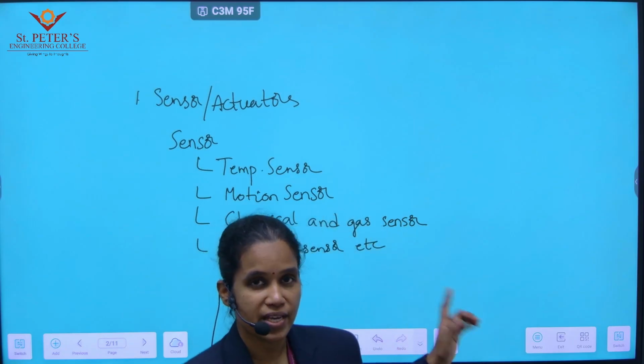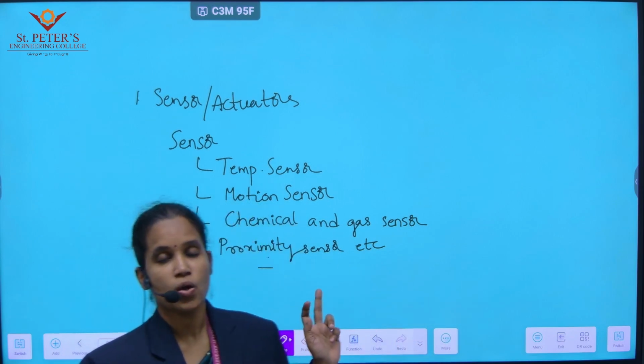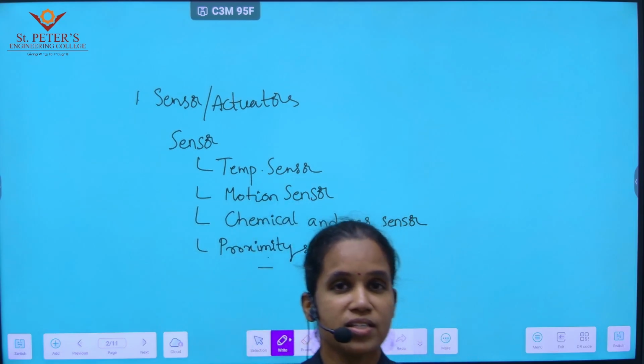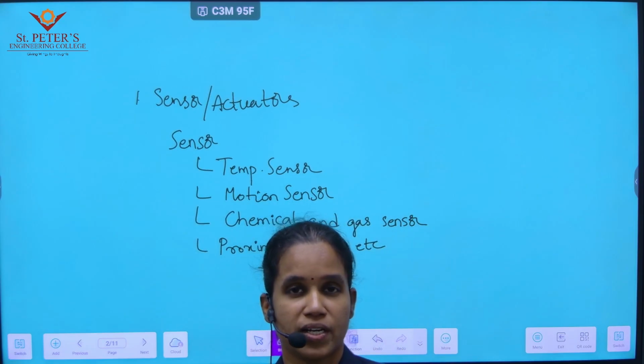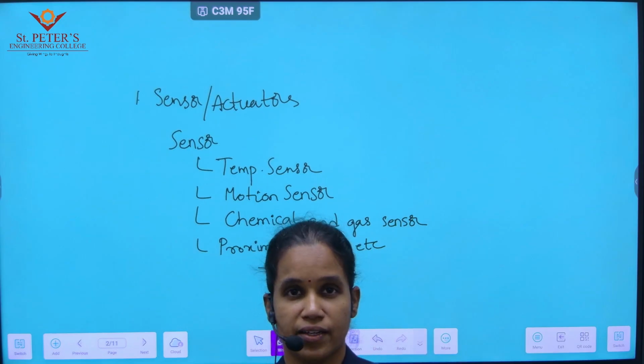Coming to the second sensor, the motion sensor. As the name itself indicates, a motion sensor is a sensor which detects the presence or absence of a moving object and converts that motion into an electrical signal.